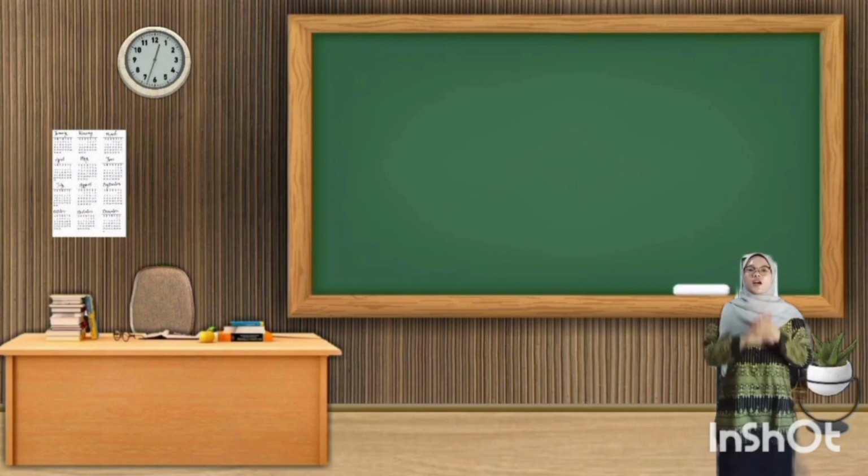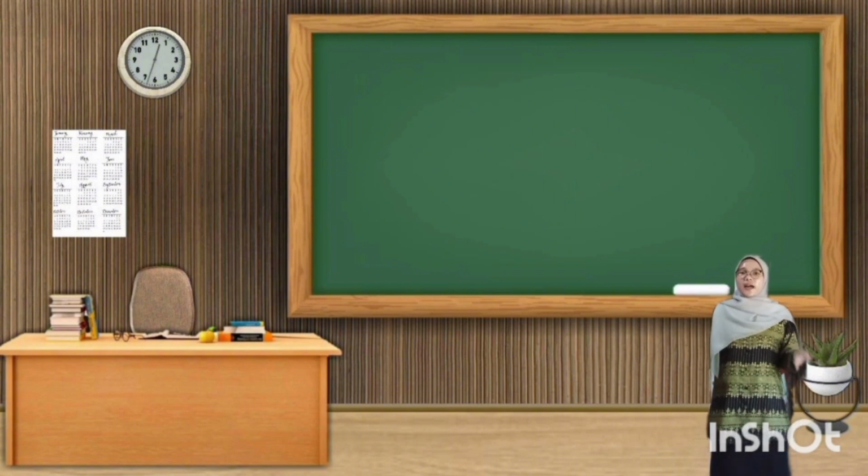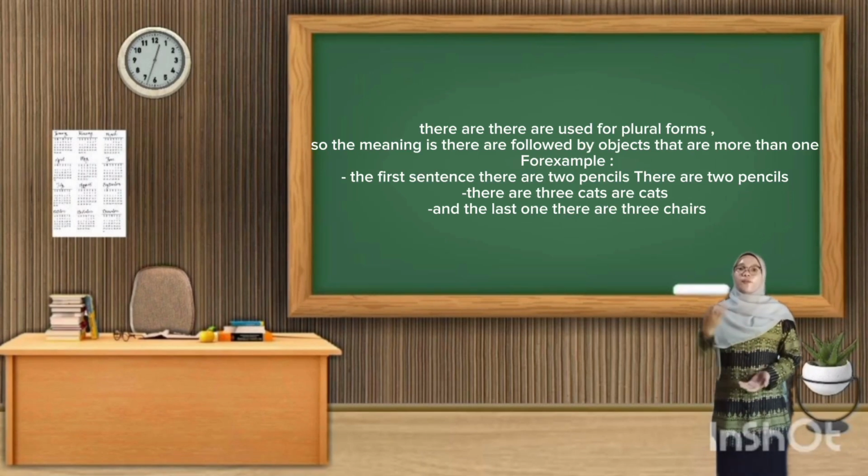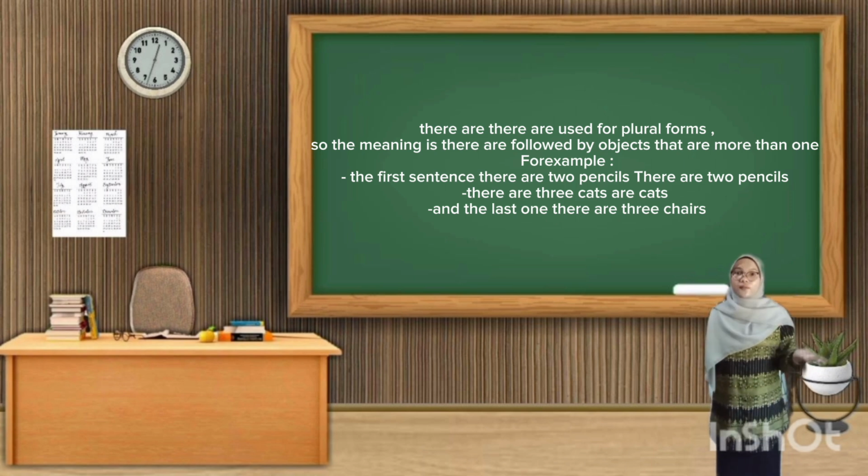Okay, good. Okay, next. Now, I would like to explain about there are. There are used for plural or more than one. So the meaning is there are followed by objects that are more than one. Example is the first sentence. There are two pencils. There are two pencils.